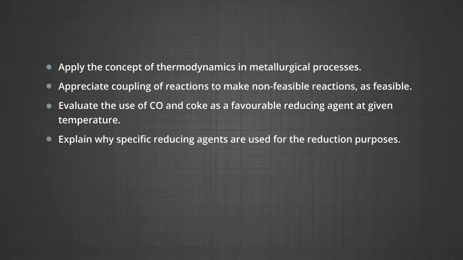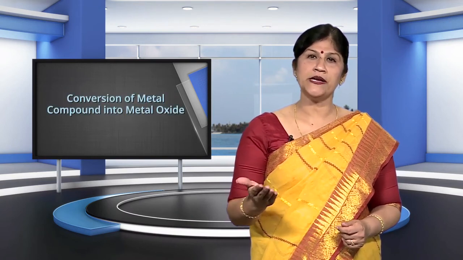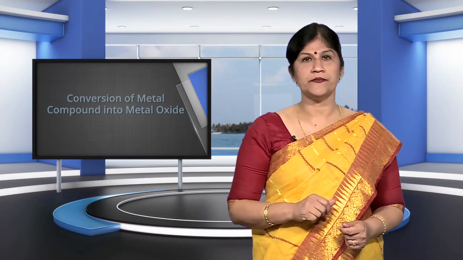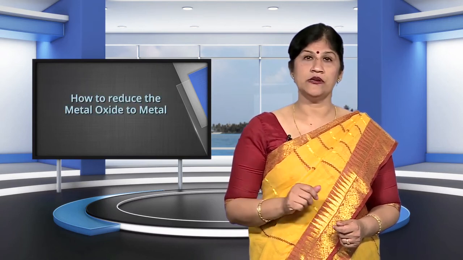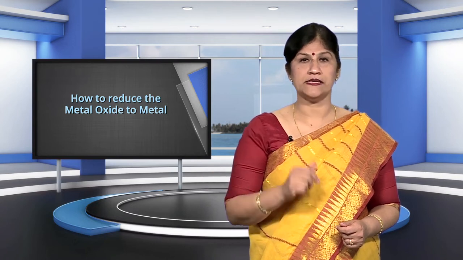You will be able to explain why specific reducing agents are used for the reduction purposes and apply the knowledge of electrochemistry and redox reactions to extraction of elements. In the previous module of this chapter, you studied about the first two steps in metallurgy of metals, that is concentration of ore and conversion of metal compound into metal oxide. Now, in this module, we will discuss how to reduce the metal oxide to metal.